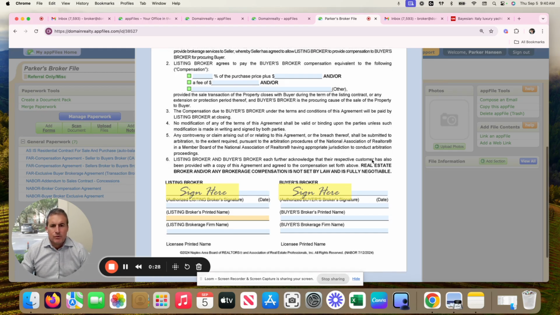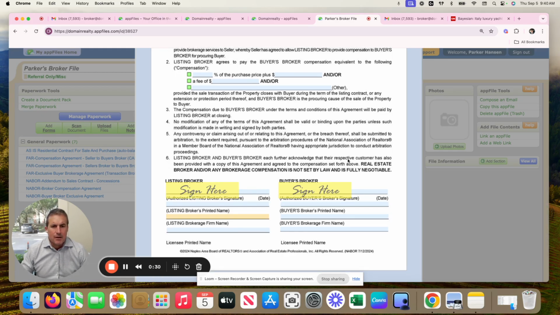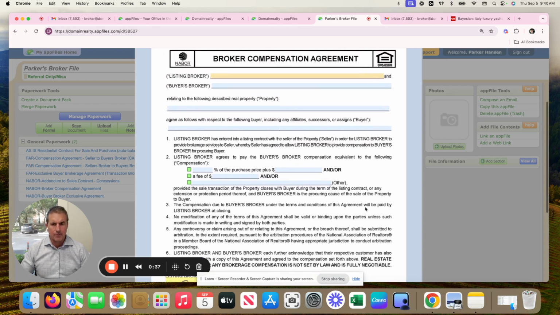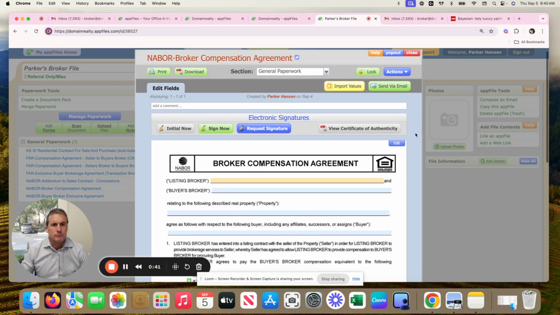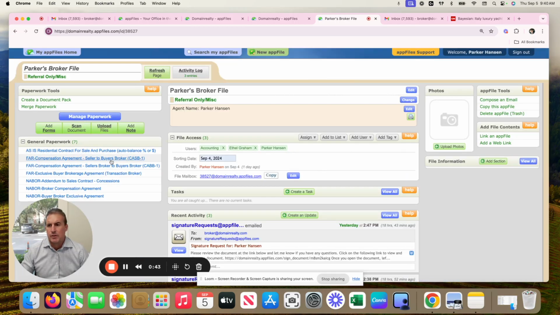What you can do is you can just have the clients initial off on these. You can populate an initial for the buyer and the seller, so that they're acknowledging that they know and they've seen it in the spirit of disclosure.